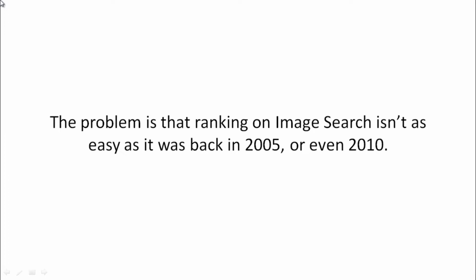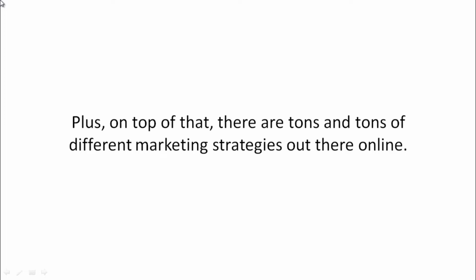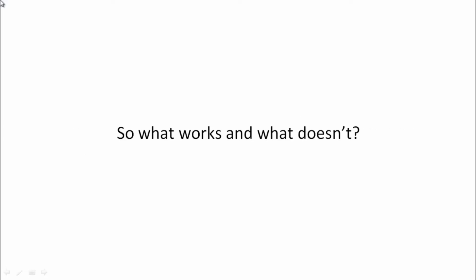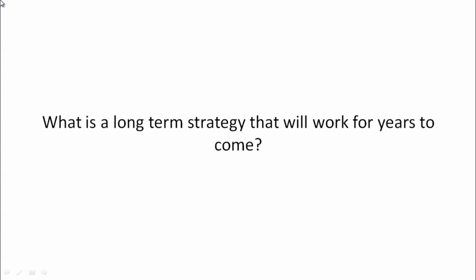You see, the problem is that ranking on image search isn't as easy as it was back in 2005 or even 2010. Plus, on top of that, there are tons and tons of different marketing strategies out there that you can get lost in. Now, many of these work and many of these have faded away. So what works and what doesn't? What is a long-term strategy that will work for years to come?